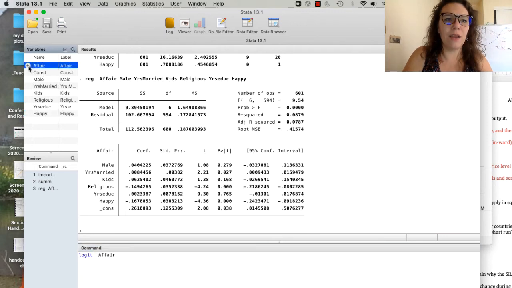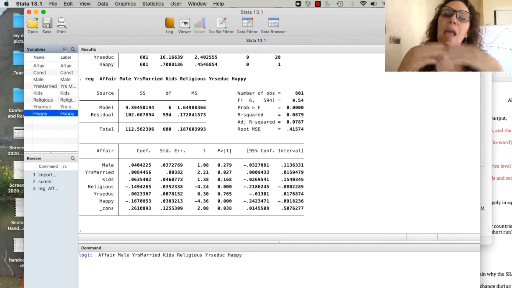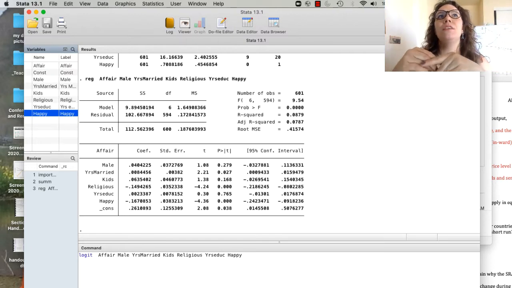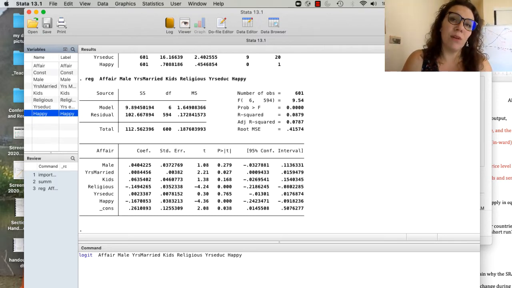And we'll look at affair, male, years married, kids, religious, years education, and happy, to see how those variables affect a person's decision to have an affair or not. And you want to remember that we're thinking about these in terms of being utility maximizing choices. So we want to be able to predict whether a utility maximizing individual will choose to have an affair.